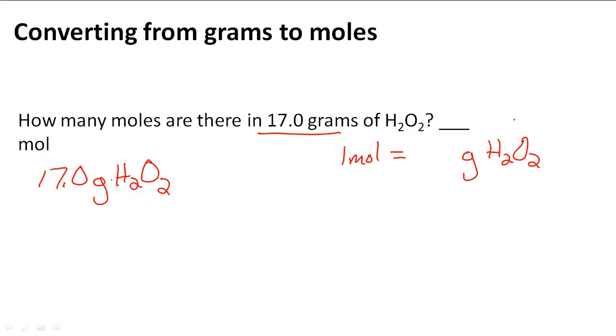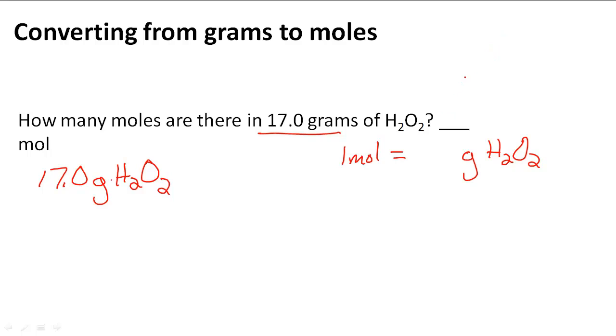And the great thing is that we can find that because we can find the molar mass of H2O2, and that's going to give us the number of grams it's going to take of H2O2 to get us to 1 mole. So all I have to do is go to the periodic table.